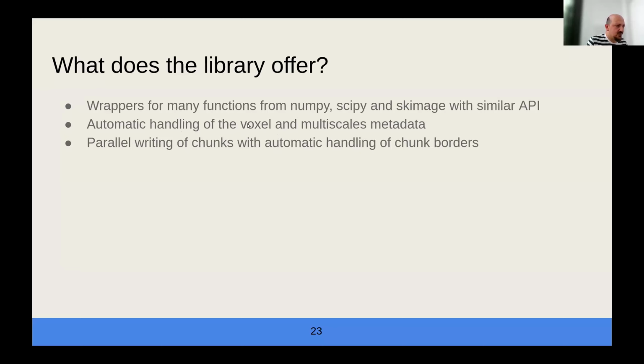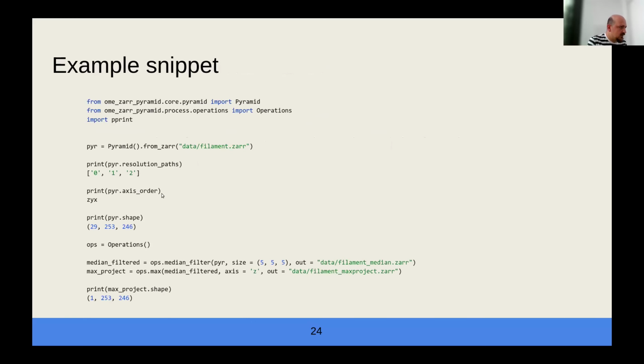So you can also include, for example, a dimension as a string rather than an integer, as in the case with NumPy. It also writes chunks in parallel and automatically handles chunk borders. It processes chunk by chunk and writes those chunks in parallel, handling the chunk borders. Here is a very simple example of what you can do with this library. This is the pyramid object. It is used to represent OME-Zarr in the Python environment, and the functions you can apply are in the operations class. This is how you read the data. The pyramid object is here, and you can access some metadata like resolution paths, which shows the names of the resolution paths, and it shows the axis order here.